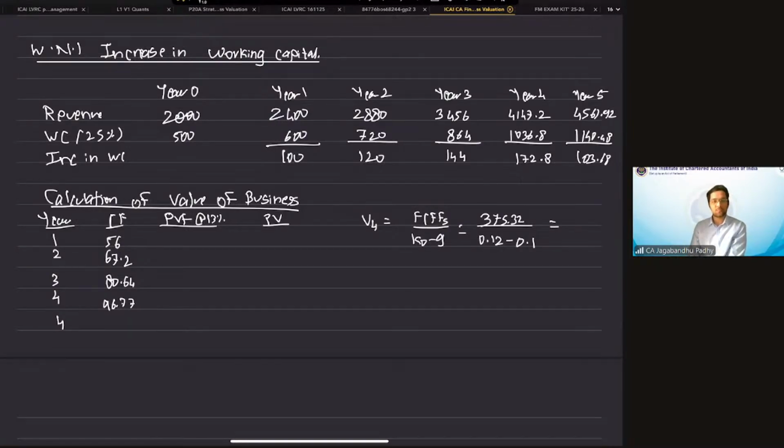So what's the terminal value? 18,766. That's the terminal value. We have 18,766. Take the PV factor at 13% and give me the total value. That will be the value of the business. Up to 3 decimals or 4 decimals? Take 3 decimals.